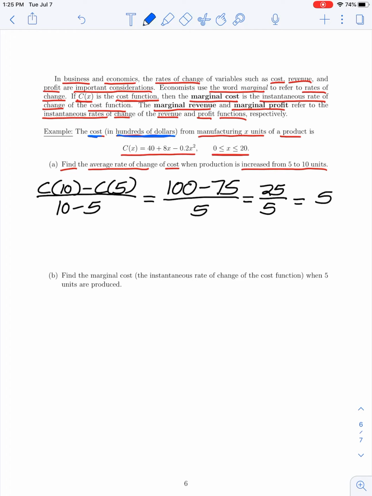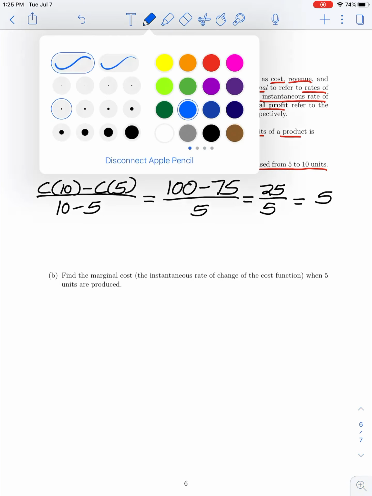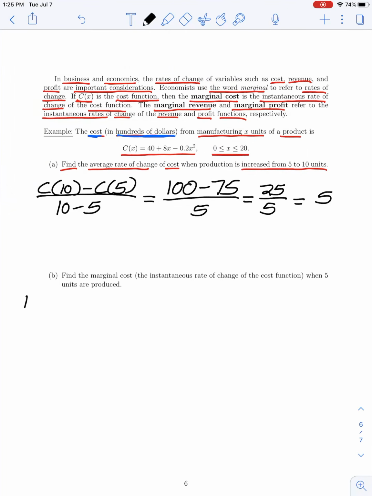Now in part B, we are asked to find the marginal cost, that is the instantaneous rate of change of the cost function when we're producing 5 units. Recall that our instantaneous rate of change is defined as a limit. The limit as h approaches 0 of c of 5 plus h, since we're interested in the instantaneous rate of change when we're producing 5 units, minus c of 5 over h.